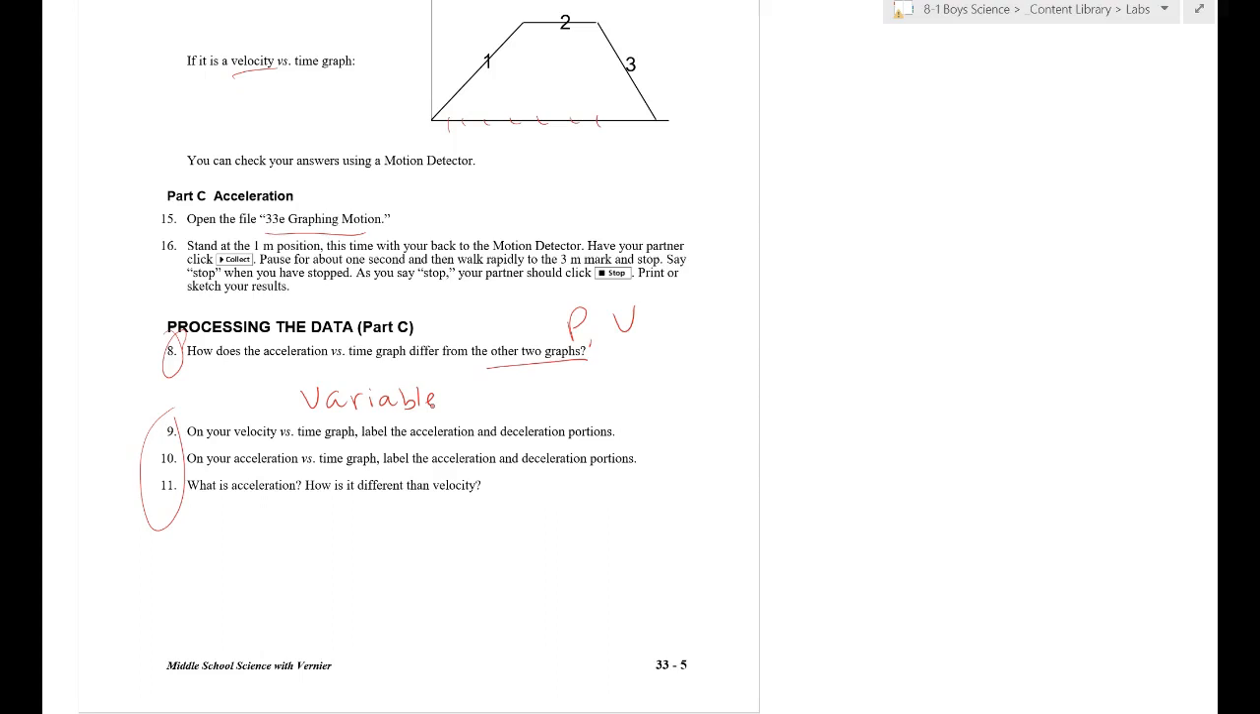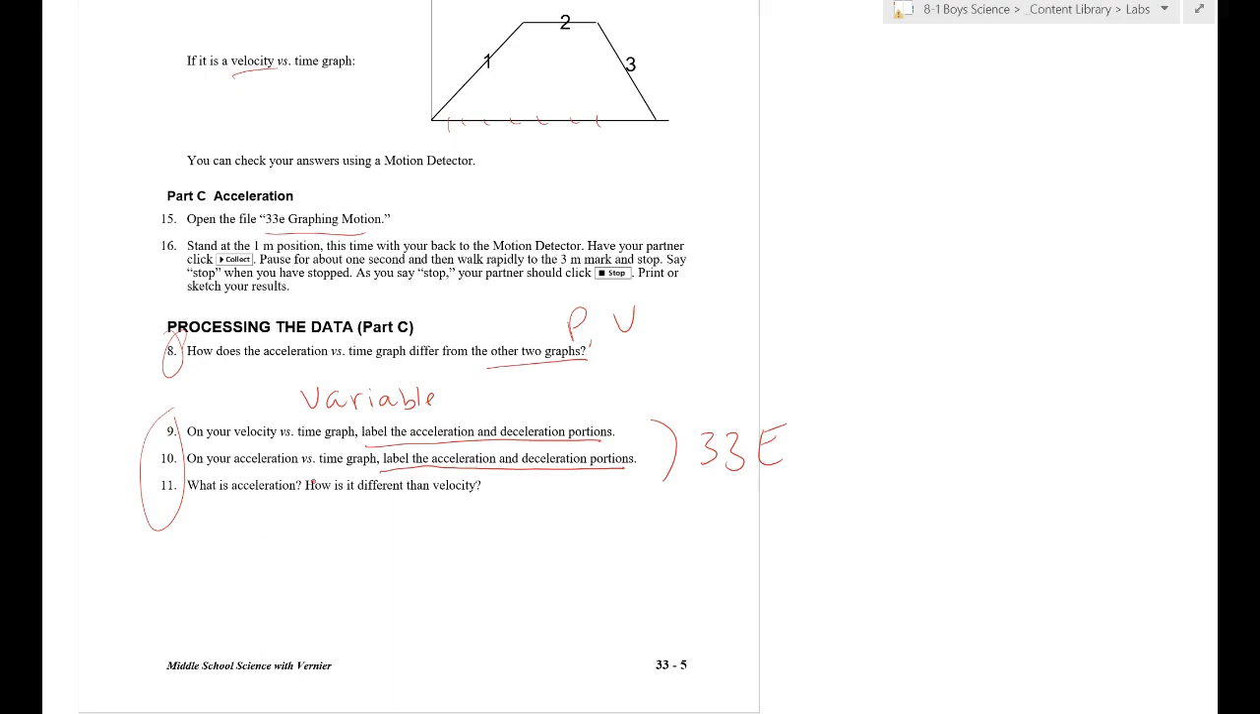9 and 10, you're going to be labeling things on different graphs. This is all within 33E. So on 33E, that graph that's got kind of 3, that's got the position, the velocity, and the acceleration, go to the velocity part of it and label the acceleration and deceleration. On 33E, go to the acceleration graph and label the acceleration and deceleration points of where that occurs.